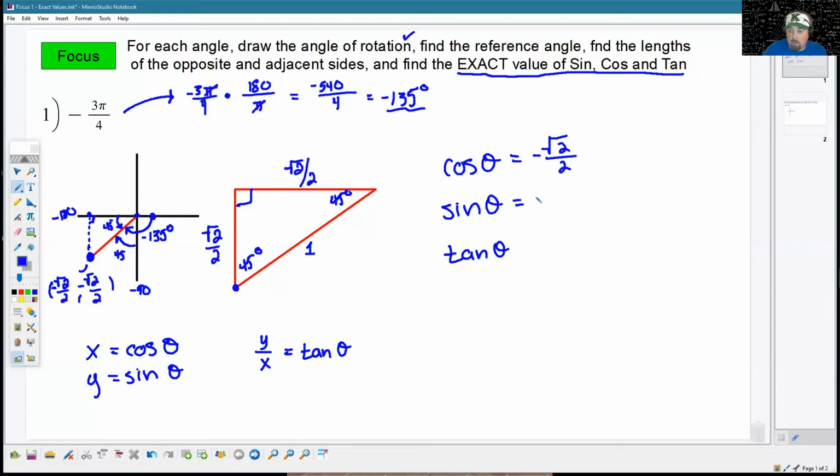Sine is the y, and that's also negative root 2 over 2. Anything with a 45-degree reference angle is going to give you these root 2 over 2's. You're going to get the same number. You have to check which quadrant you're in to determine which one's positive, which one's negative. All right, tangent.